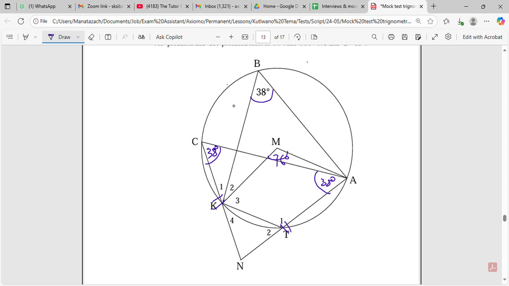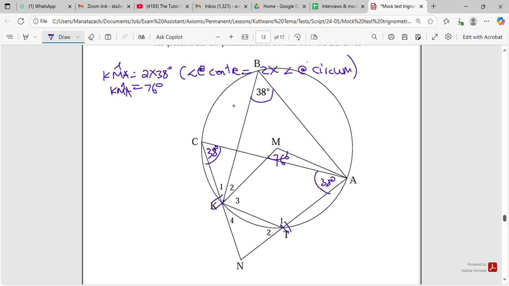We've already calculated KMA, that is the angle at the center. So we can just give the reason why it's 76. KMA is equal to 2 times 38 degrees. The reason is angle at the center is equal to 2 times angle at circumference. So that's how we got 76 degrees for KMA. That's the first question.